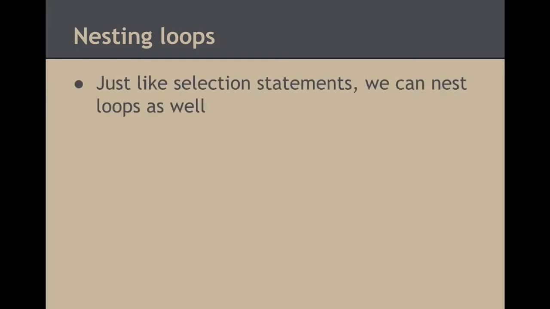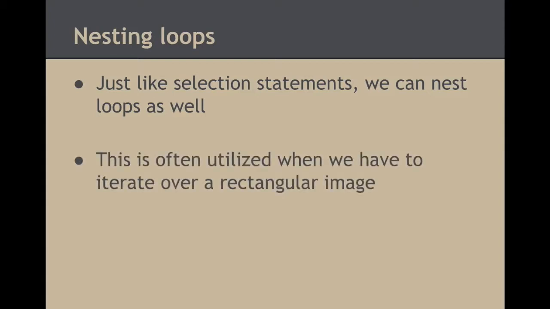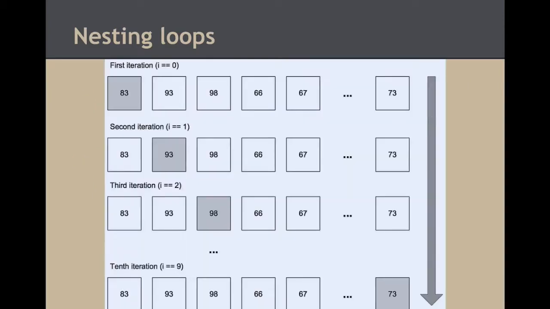Just like our selection statements that we've seen before, our if statements in particular, we can nest loops as well. It means we can have a loop within a loop. And that's often utilized when we have to iterate over some rectangular thing. And right now, the thing that we're going to be looking at would be an image. So an image is a rectangular collection of pixels, basically, a series of rows of pixels. And so we can use a for loop that's nested inside another for loop to iterate over all the pixels in the image. Okay, so let's take a look at how that might be done.